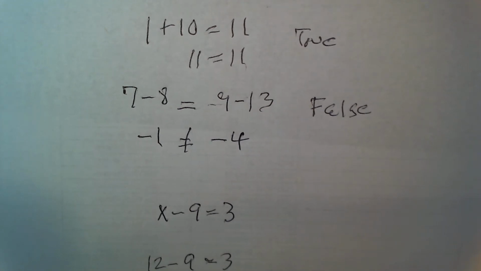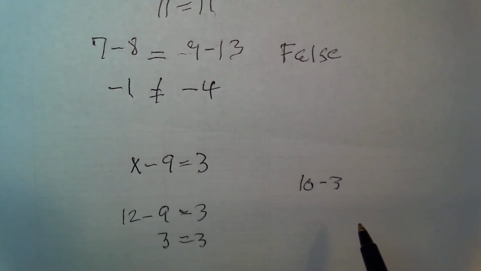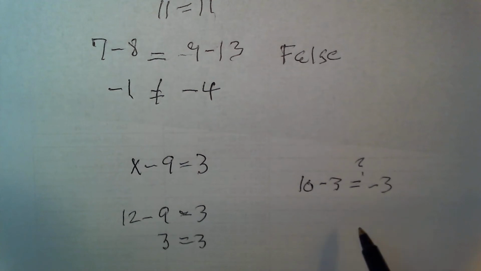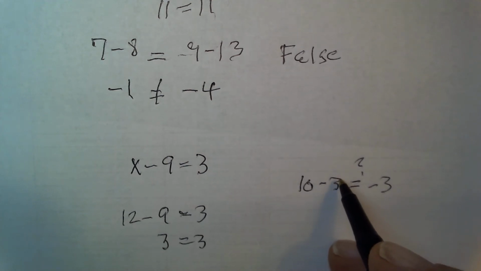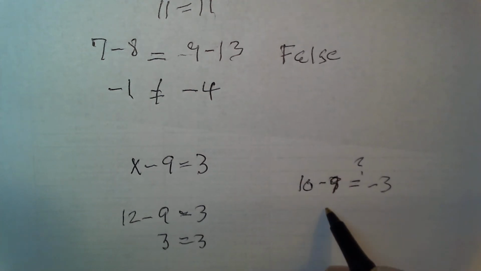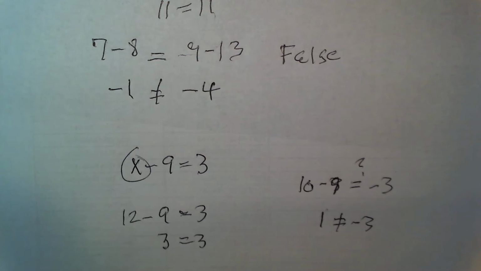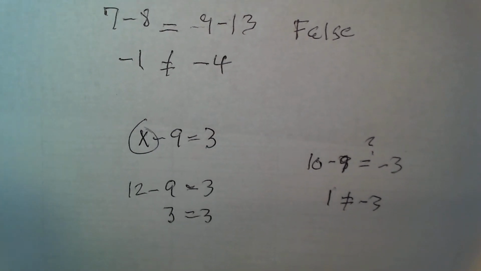So that makes it true. But if I were to choose x equals, let's say, 10, 10 minus 9, is that equal to 3? Well, obviously it's not. 10 minus 9 is equal to 1, and 1 is not equal to 3. So it depends on what the value for x is, whether the equation is true or false.